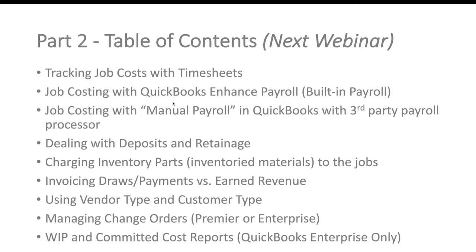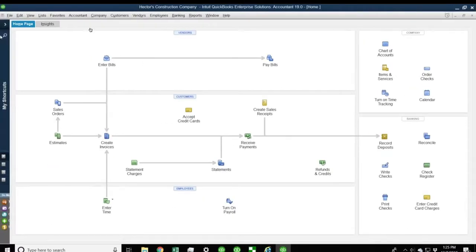We'll talk about invoicing for draws and payments versus earned revenue, which is a little bit different than just invoicing and getting paid. We'll talk about using vendor types and customer types to create some additional custom reports around it. We'll talk about managing change orders. And then finally, the work in progress and committed cost reports that are only on Enterprise. Okay, so let's jump to the live demo.